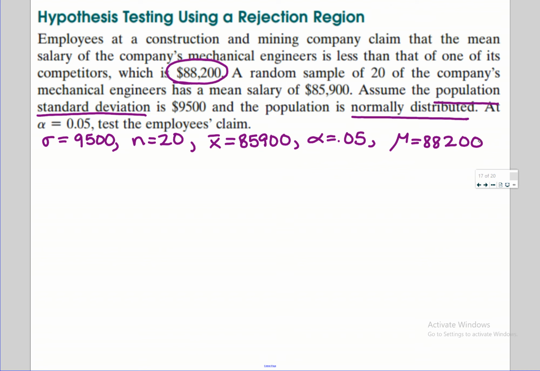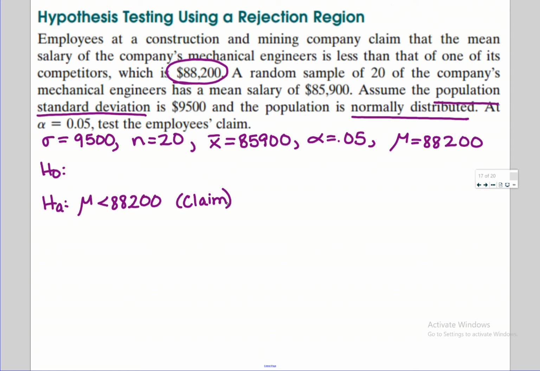Okay. So next thing we want to do is write our null hypothesis, our alternative hypothesis, and label which is the claim. Again, the claim that's being made is that the mean of the mechanical engineers' salary is less than that of its competitors, which is 88,200. So if we see the words less than, is that going to be in the null or the alternative hypothesis? It's going to be in the alternative. So the mean is less than 88,200, and that is the claim.